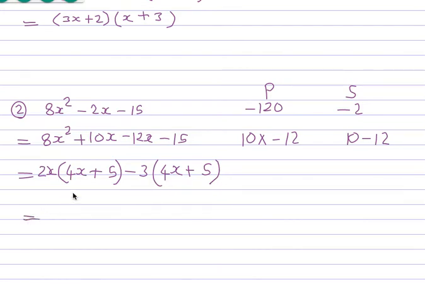Yes. Now we can take the common bracket, so this is 4x plus 5. Okay, now what is left? 2x and -3. This is x. Okay, so this is our answer. You can check all your answers by using the FOIL method. You can multiply and check whether it comes out or not.